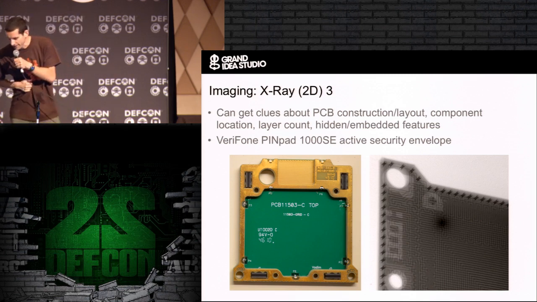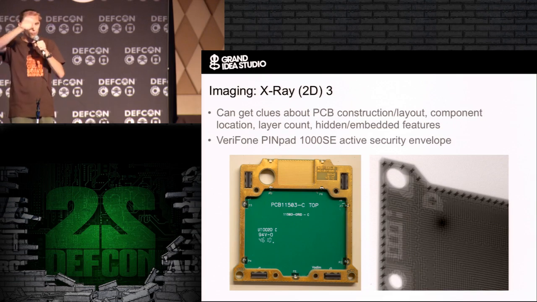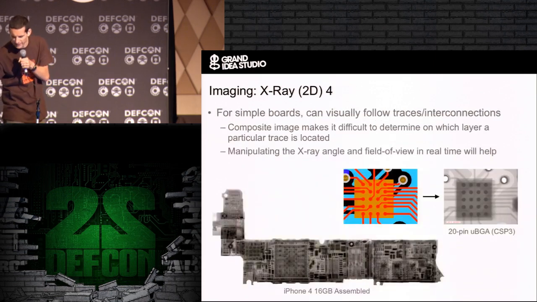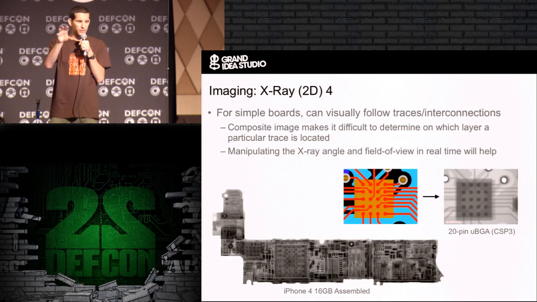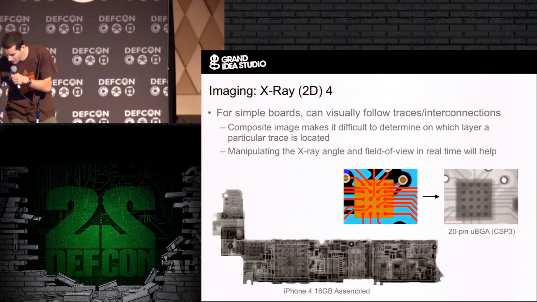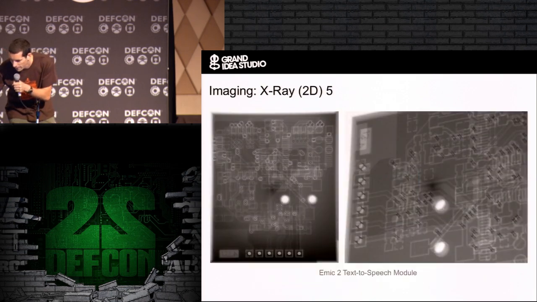So in this case, this active shield had 4 layers of basically a maze of copper that we'd have to figure out how to defeat to get access underneath. If you have a really simple board, you can manually adjust the field of view and the angle of the X-ray to trace things out, but it gets really hard. Here are some other pictures, there's that 4-layer speech synthesis board. So it's all right for certain things.